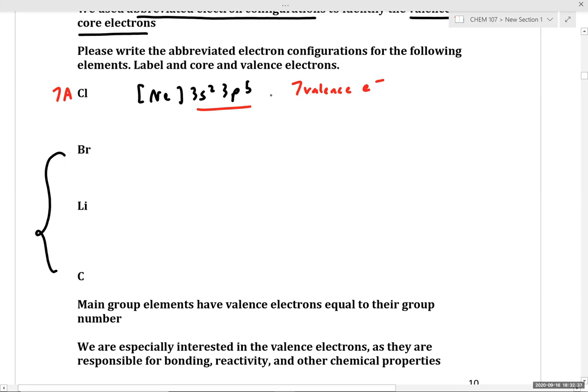And don't be shy to submit your proposed abbreviated electron configurations in the chat and to provide your valence electron counts in the chat. And we'll discuss in about another 2 to 3 minutes. Let's try to get a reasonable pool of responses before we discuss this next set of examples.